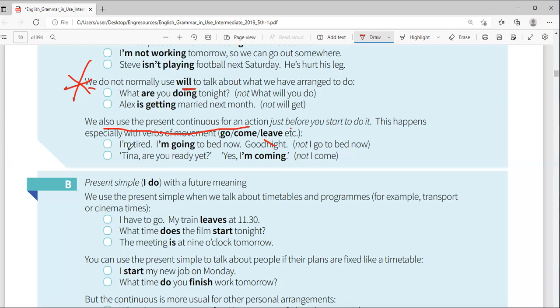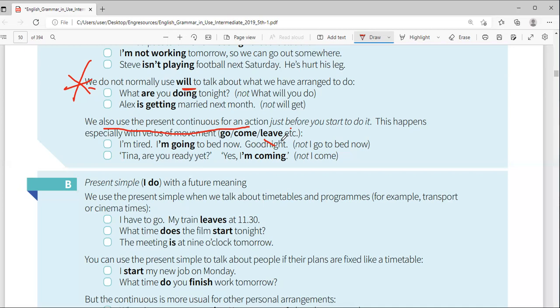Look at this man, he says, I'm tired. I'm going to bed now. Good night. You see, he says, I'm going to bed. But you see, he's still going to take some tea there. He's saying, I'm going to bed. Tina, are you ready yet? Yes, I'm coming. Yes, I'm coming. And he's now going to the bathroom.